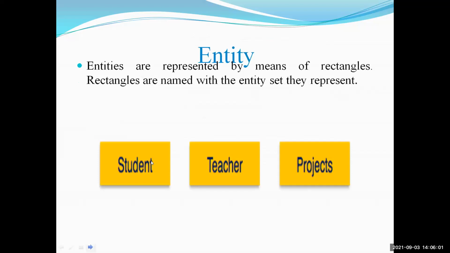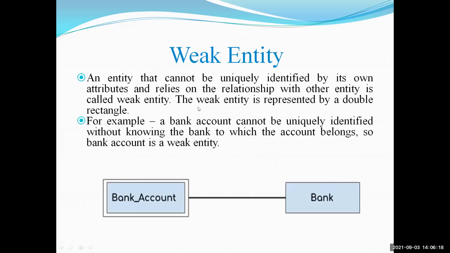Now जैसे entities हम लिखते हैं कभी भी diagrams में, so it is represented in rectangular box. That is student, teacher, projects. ठीक है, तो हमेशा जब हम इसको relate करते हैं, so it is represented into boxes. Then you have one entity known as a weak entity.